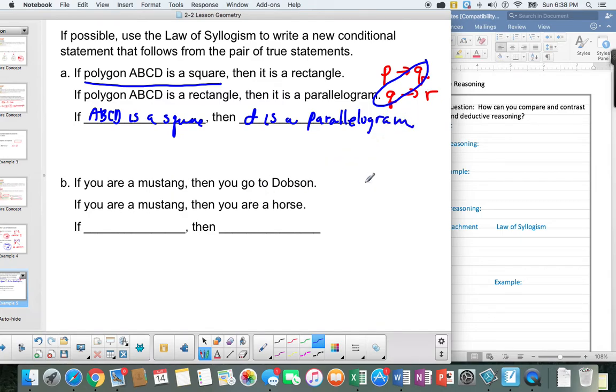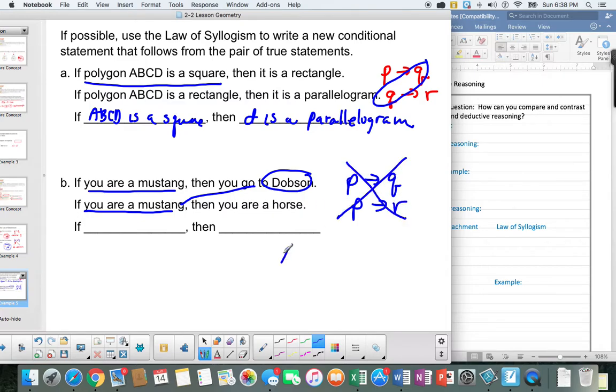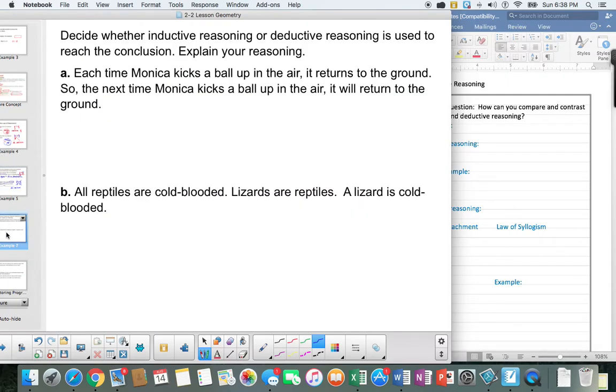Okay, let's try this one. P implies Q. So the P is you're a Mustang, and the Q is Dobson. Now notice there is no connection. This and this are not connecting. We're starting with P again and going to something else, which is R. There is no connection, so we say there is no conclusion. When you're learning, sometimes it's important to see something that doesn't work, so it makes you understand that better.